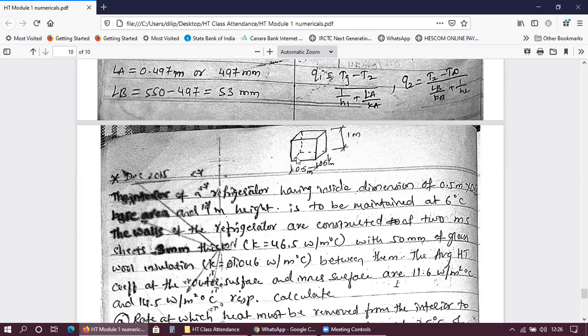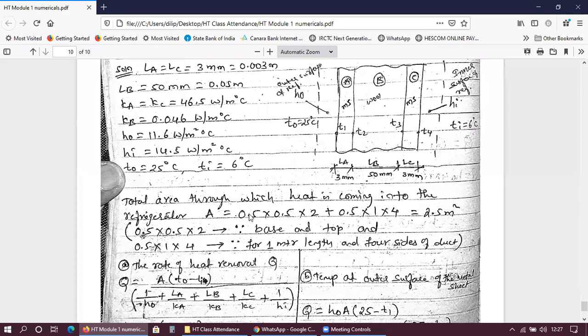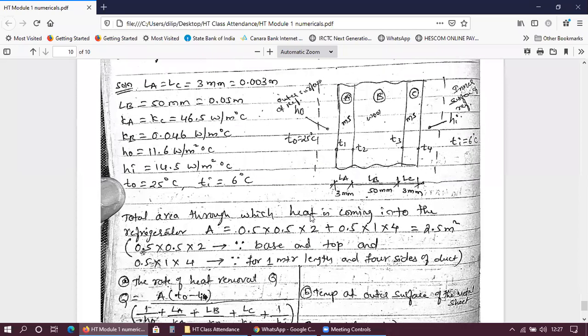As you can see, the base area is 0.5 into 0.5, and the top area is the same, 0.5 into 0.5. So 0.5 into 0.5 multiplied by 2, which is the base area as well as the top area. First we need to calculate the area through which heat is entering, from all the 6 sides. For that purpose, we need to calculate the area.